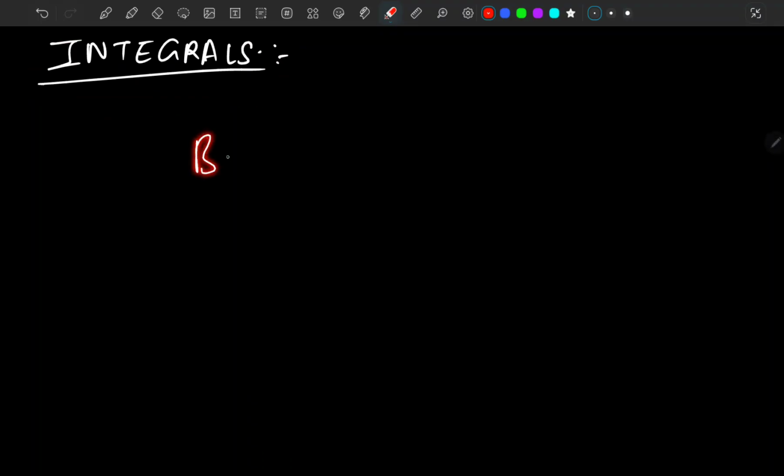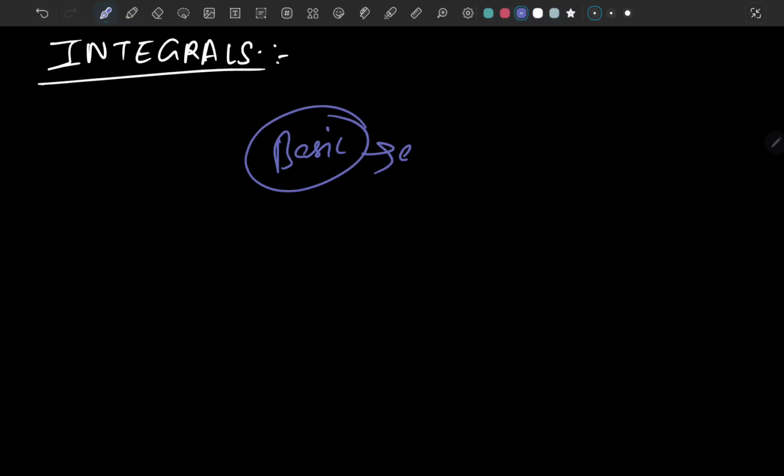I think almost all of the integrals fall in the category of basics. Don't think that basic integrals are easy to evaluate; it's not like that. If you want to master your calculus, like integrals, you have to go through the basics, and you must have a strong foundation in the basics, right?